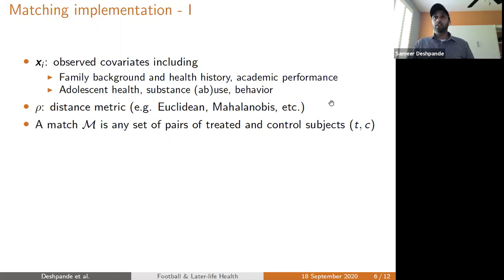In the studies that I'll describe in more detail later, we typically have about 50 to 100 of these observed covariates, and these were all measured during adolescence, right around the time that these people were starting to play football. So for every person in our sub-study, we're going to have a vector X of covariates.